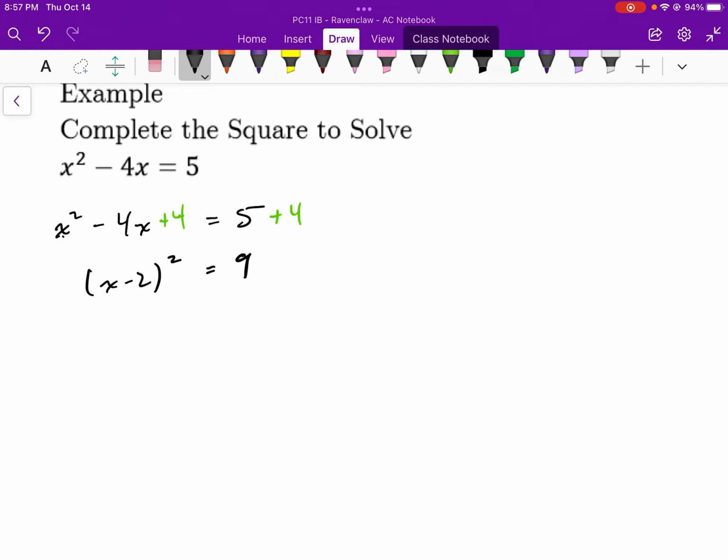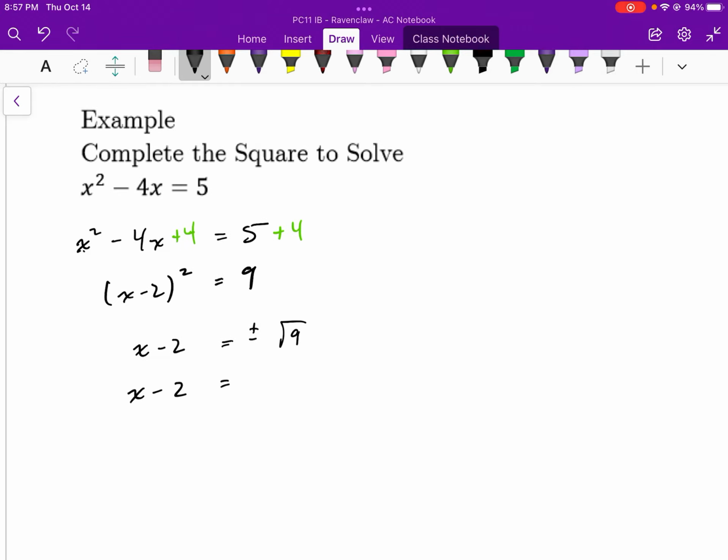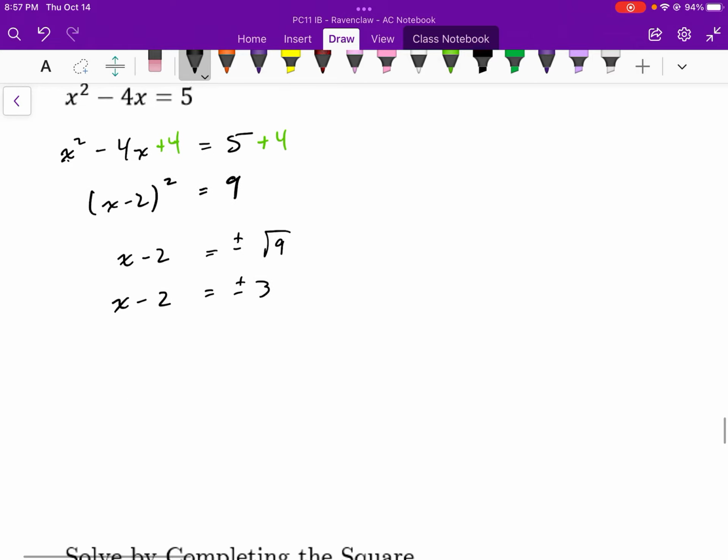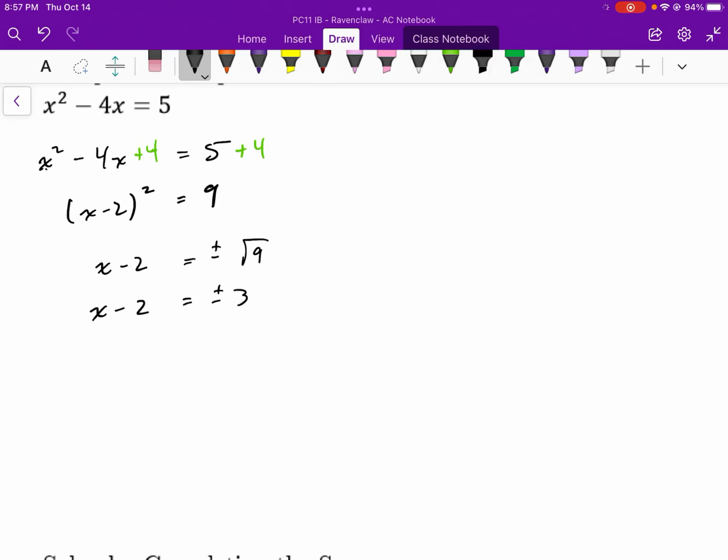I've been here before. I have a perfect square factor on one side and a constant on the other. The next thing I'm going to do is take the square root of both sides. And when I take the square root, I'm going to consider both positive and negative roots. So x minus 2 is equal to plus or minus the square root of 9. So I'm just going to clean this up ever so slightly. Square root of 9 is 3. And now I'm going to add 2 to both sides. And there's my solution right here.